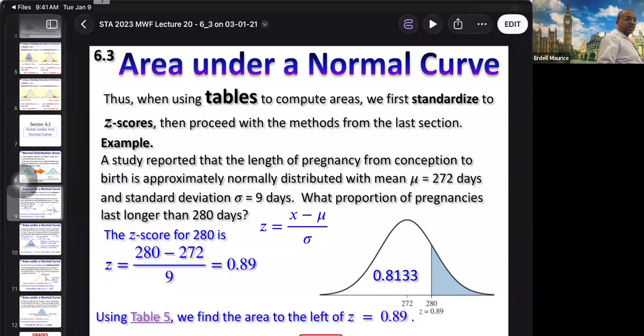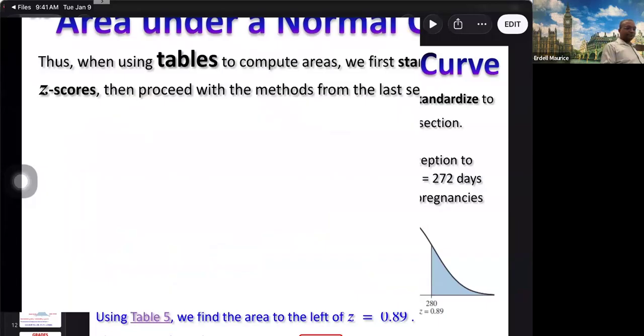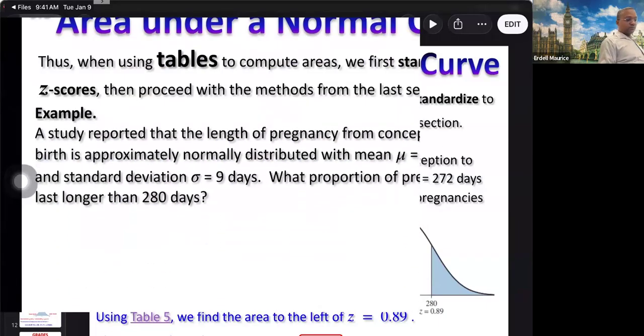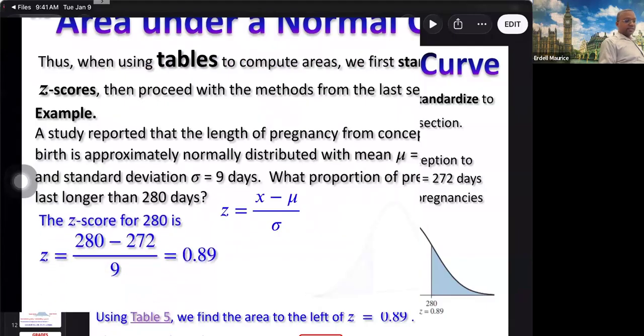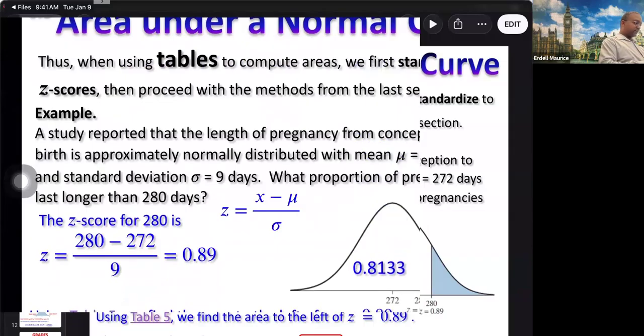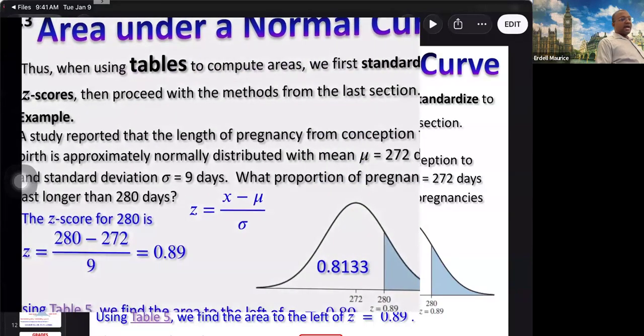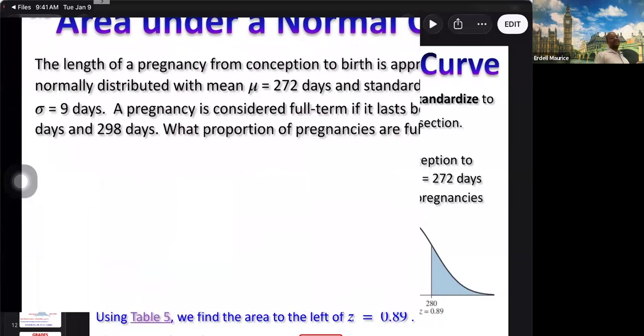All right. So let's start by going back over where we stopped. We did this example the last time. Again, we're not using tables and all the other stuff, just getting ourselves to an answer. The length of a pregnancy from conception to birth is approximately normally distributed with a mean of 272 days and a standard deviation of 9 days. A pregnancy is considered to be full term if it lasts between 252 days and 298 days.